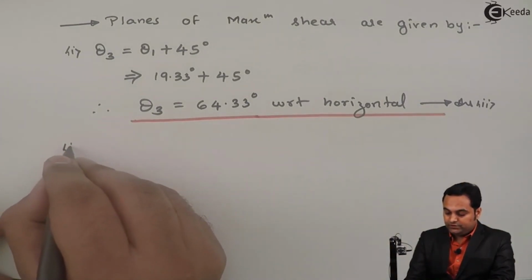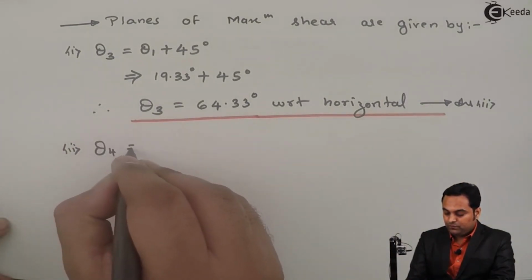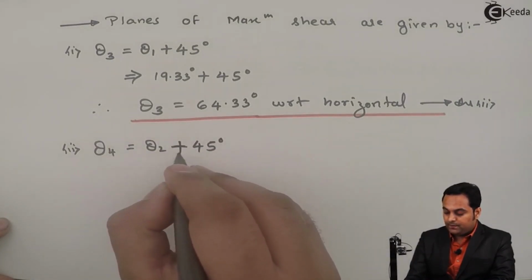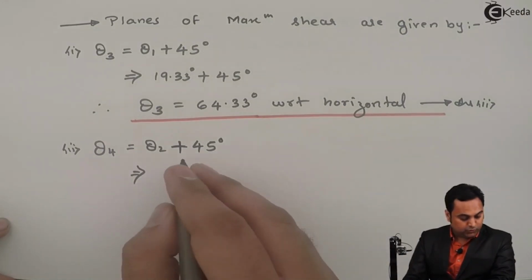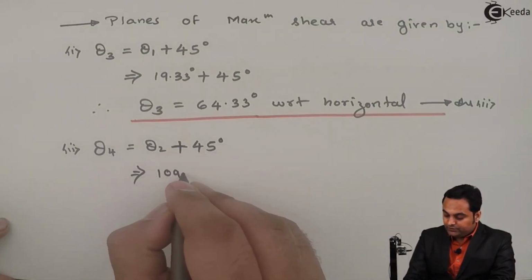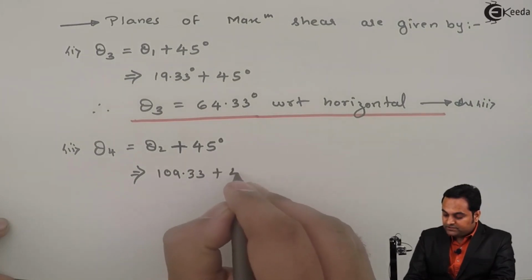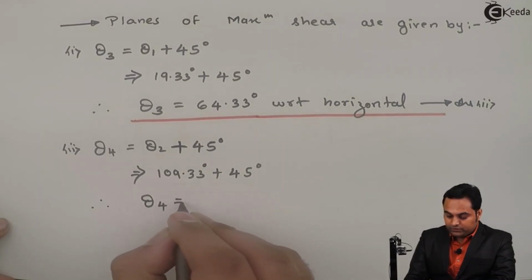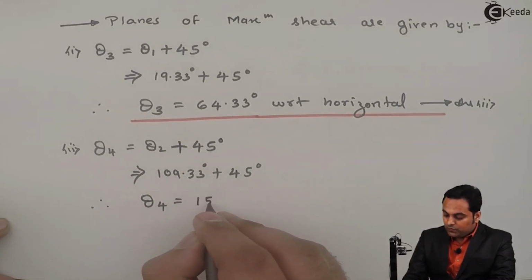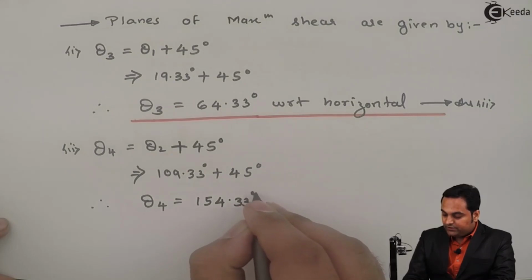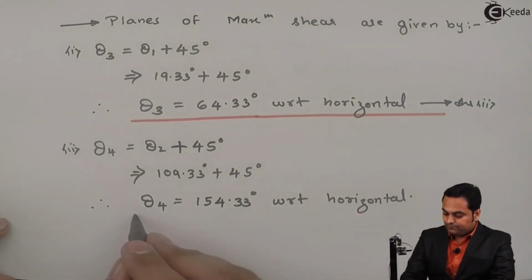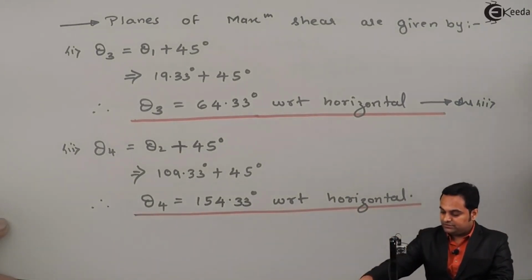And now theta 4 is theta 2 plus 45 degree. So therefore theta 2 was 109.33 plus 45 degree. So therefore theta 4 comes out to be 154.33 degree with respect to horizontal. So this is the third answer.